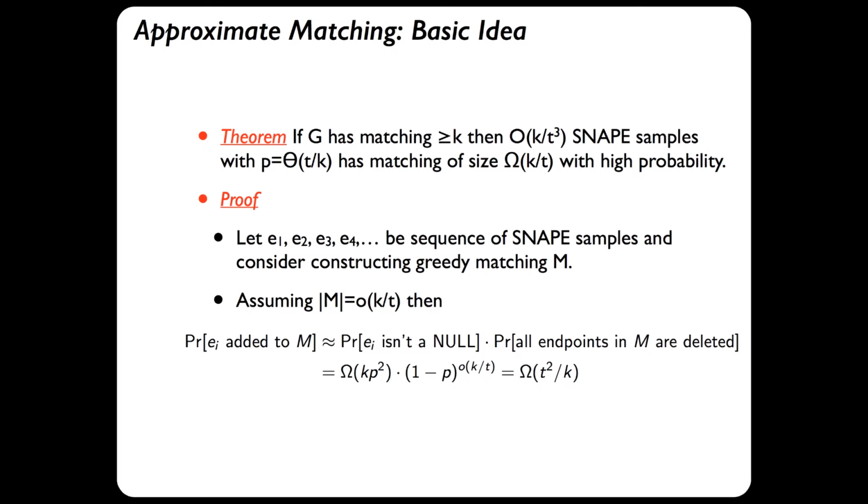If your current matching is smaller than you want it to be, if it's o of K over T, then you can show that the probability you get to add this new edge is T squared over K. And so if you take K over T squared Snape samples, sorry, that should be K squared over T cubed Snape samples, then you end up with a matching of the right size.